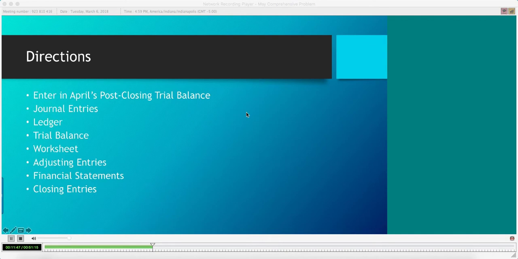So directions, the first thing you have to do is enter in the amounts from April's post-closing trial balance. The last form you have for April is going to have the amounts that you'll need to enter into May's general ledger so that it shows as the beginning balances. So I'm actually going to give you those amounts. That way you know at the end of April if your answers are correct, and that way you have a good start for May's comprehensive.